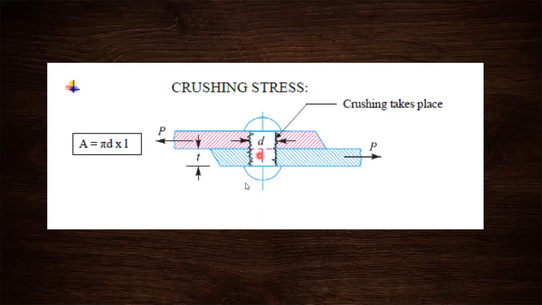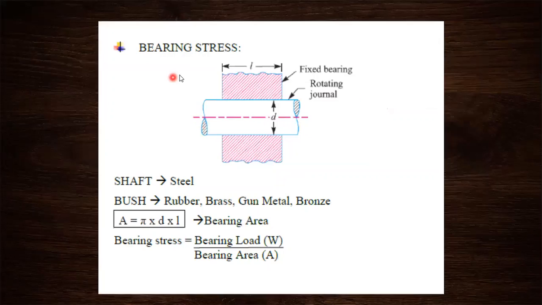For example, if you take concrete and apply a compressive stress on it, then it would be crushed into fine powder. The area which undergoes crushing is called the projected area, and the formula will be pi dl. So the next one will be the bearing stress.